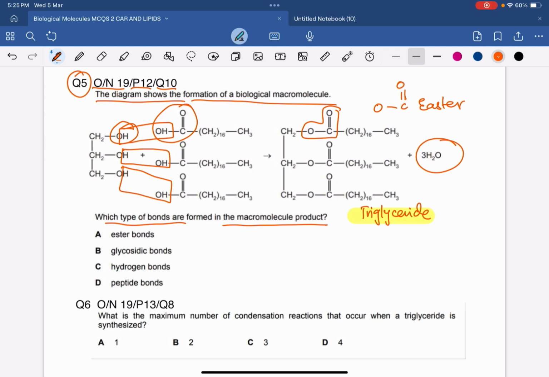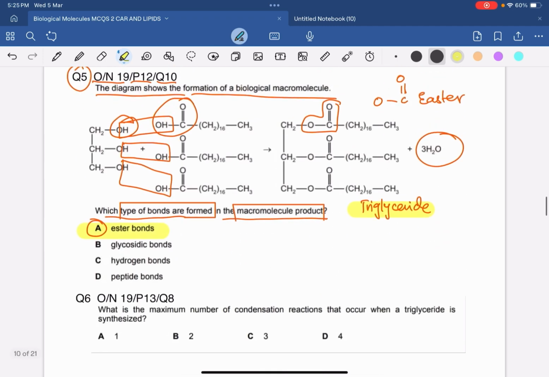So which type of bond? They are asking which type of bond is formed in the macromolecule product, basically. So the correct answer over here is option A, the ester bond is formed, right? I hope that you are getting this MCQ, and I hope that I'm able to make this MCQ clear to all of you, right? So now let's move on to question number 6.